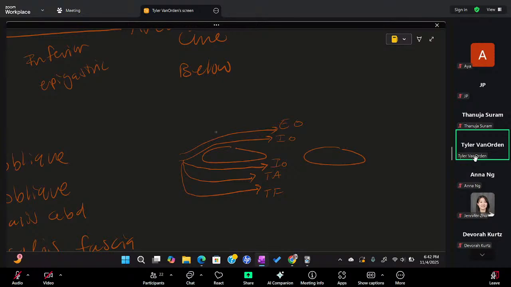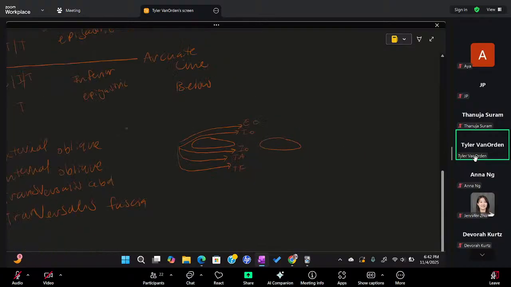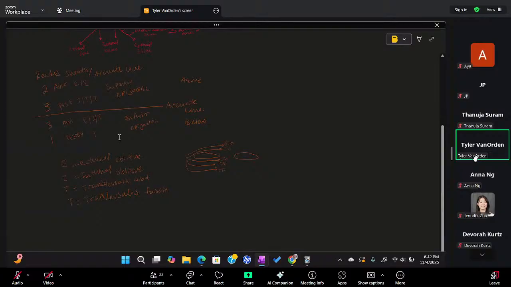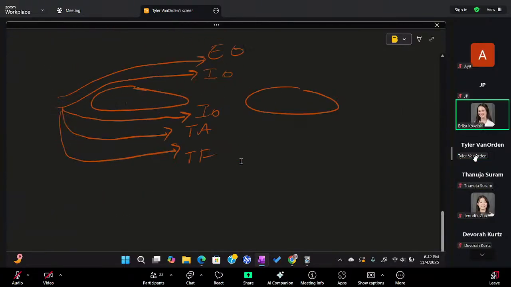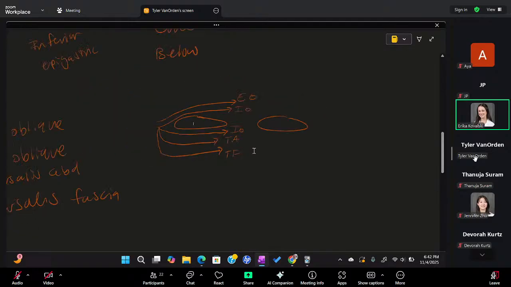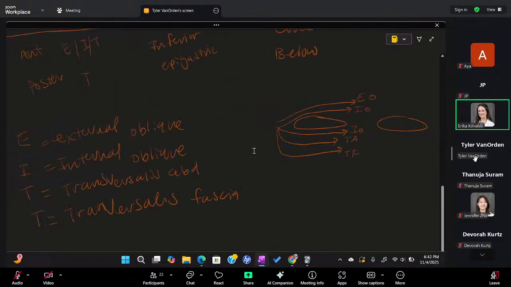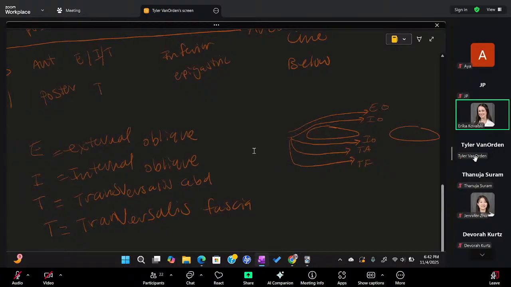Is this making sense to everyone, or am I just making it worse? That's not reassuring. Sorry, I just had a quick question. It makes sense, but I just wanted to confirm: internal oblique is the one that kind of splits and runs both anterior and posterior to the rectus abdominis muscle. Is that right? It splits? Right. Okay. Thank you.